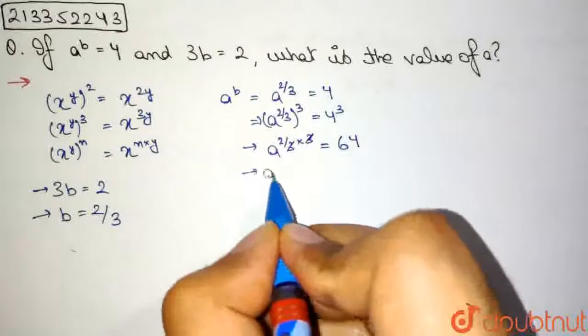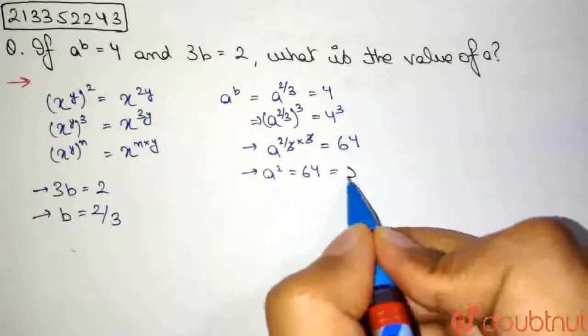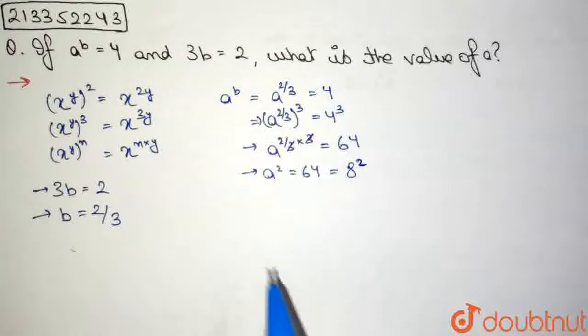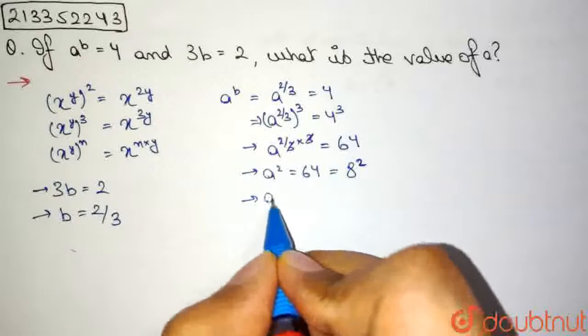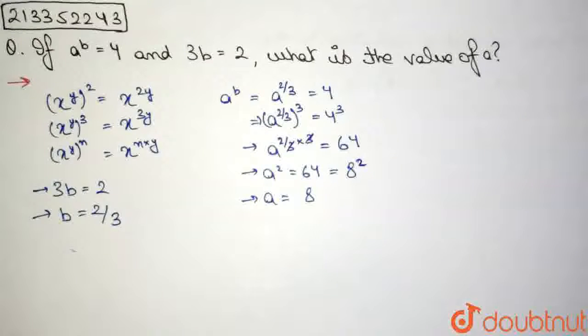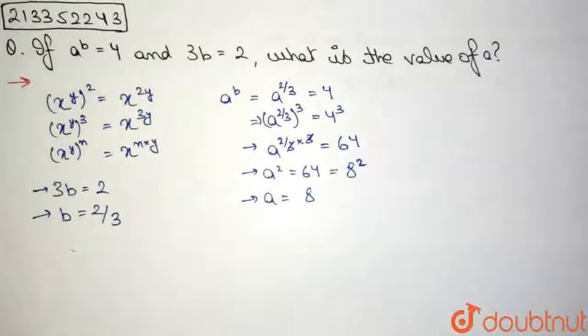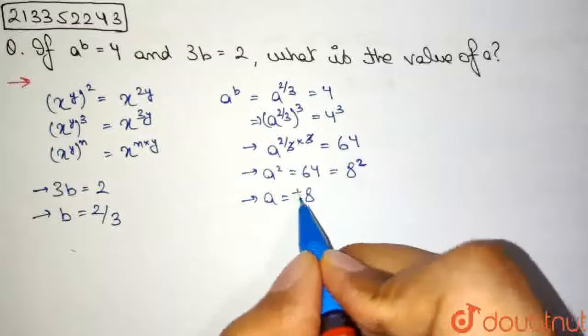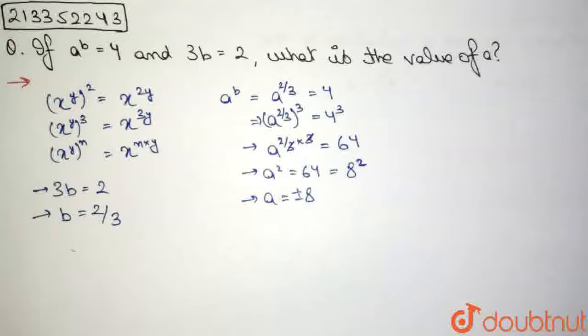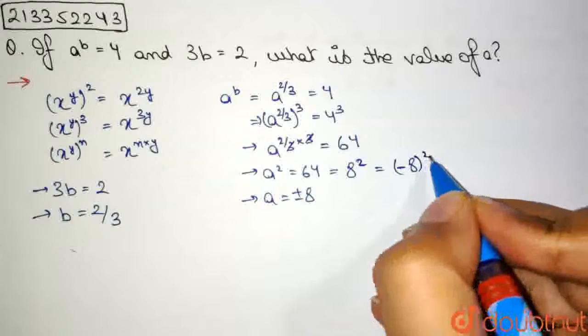Or I can simply say that a square is equals to 64. We also know that 64 is nothing but square of 8. So a square is equals to 8 square, or I can say that a is equal to simply 8. But since there is a square involved and there has been no constraint mentioned on the value of a, it has to be plus and minus 8. Why? Because even minus 8 squared gives 64. So this is 8 square, or it can be minus 8 square.